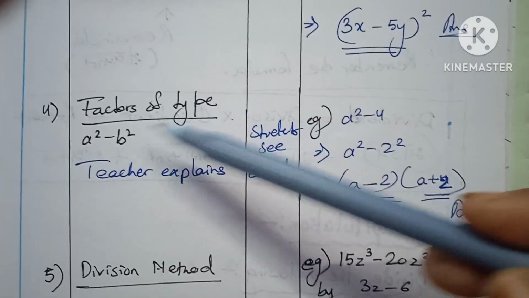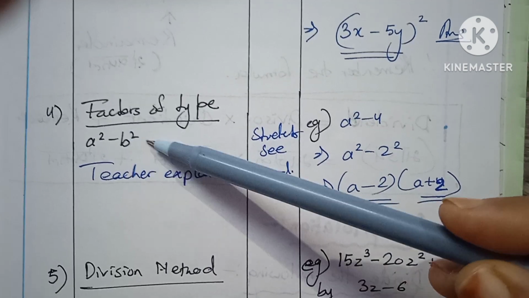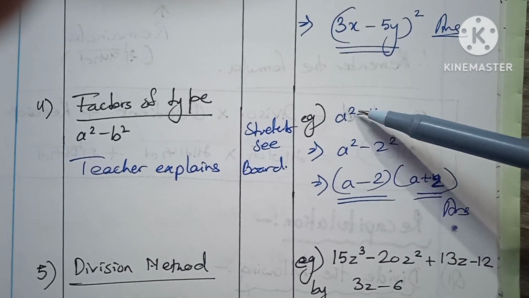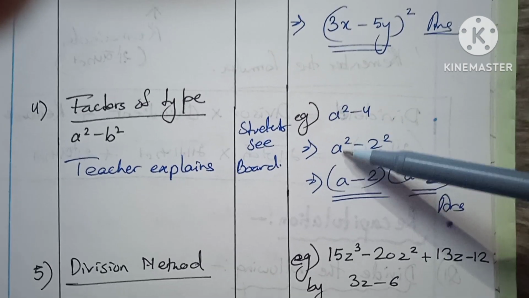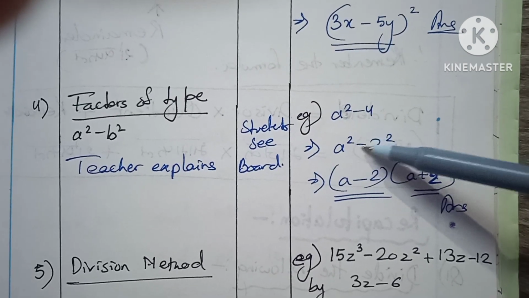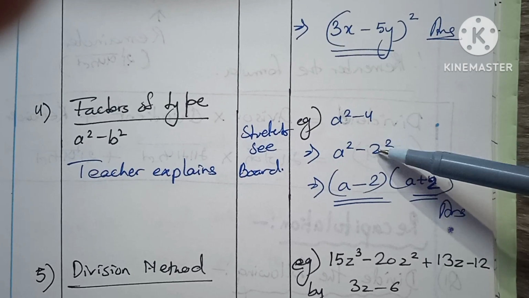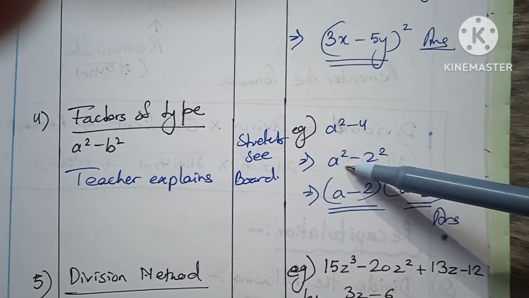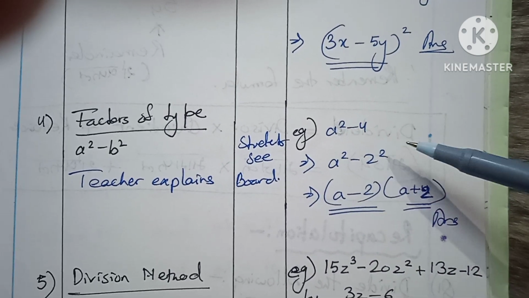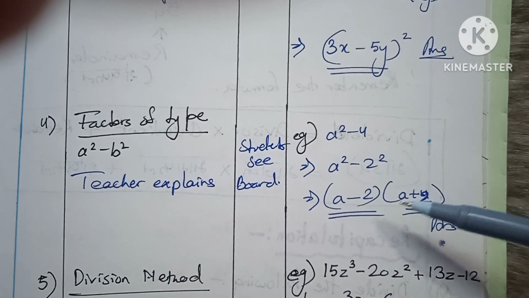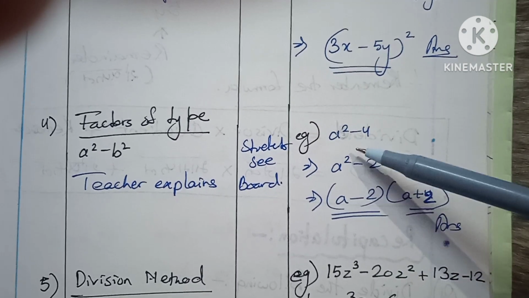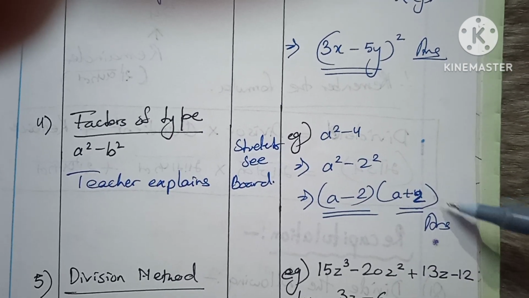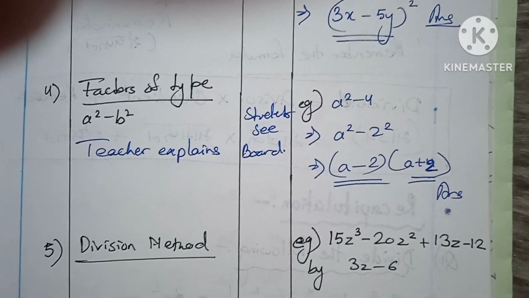Another type of factorization is of the expression a square minus b square. Here we have a question a square minus 4. This can be written as a square minus 2 square, because 2 square is equal to 4. Now we use the formula a square minus b square equals a minus b into a plus b. Using it we get bracket a minus 2 bracket a plus 2, and this is the answer.